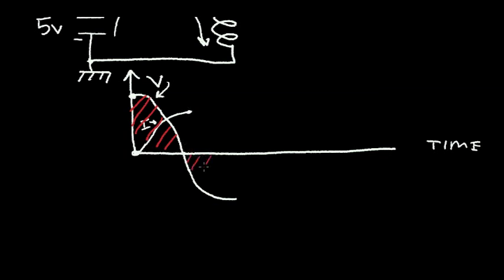And here, this area is below the curve. In fact, this voltage here is minus 5 volts. The voltage here is plus 5 volts. So when the area above the curve is equal to the area below the curve, the current has to be zero at this point. So our current decreases and becomes zero.